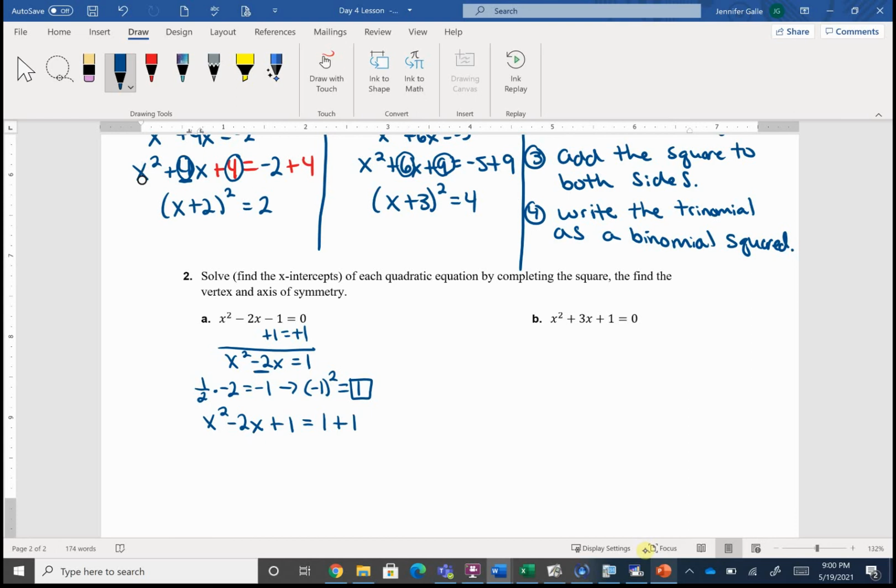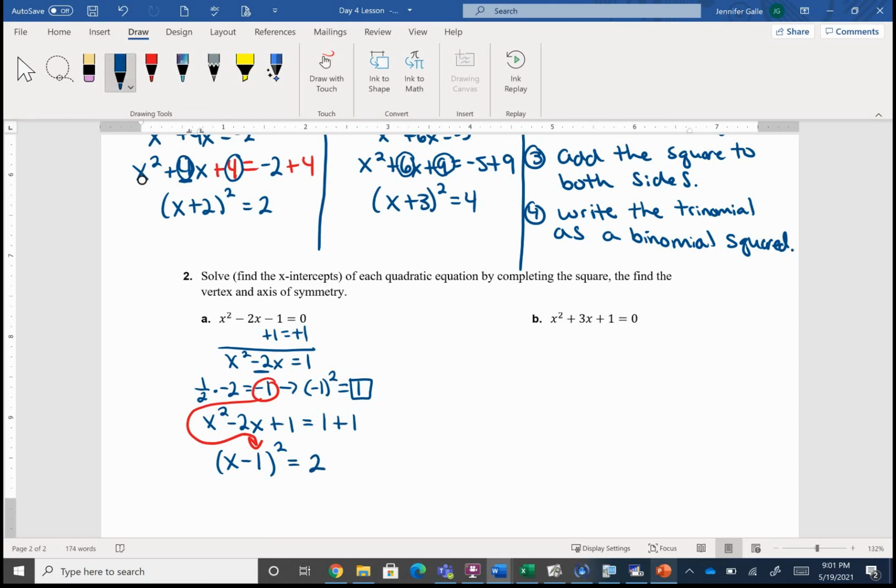Then step 4 says write the trinomial as a binomial squared. We're always going to have an x. And then the number that goes inside the parentheses is the same value we got when we found half of our b. And then on the other side, we have a plus 2.